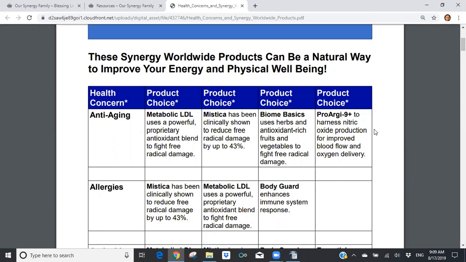And Mystica would be my first choice with regards to allergies. Metabolic LDL would be my second choice. And then Synergy has a great product called Bodyguard, which enhances the immune system. A lot of people don't understand or know even about Bodyguard in the Synergy products that they have. It's just a fantastic product for, again, helping to enhance the immune system.